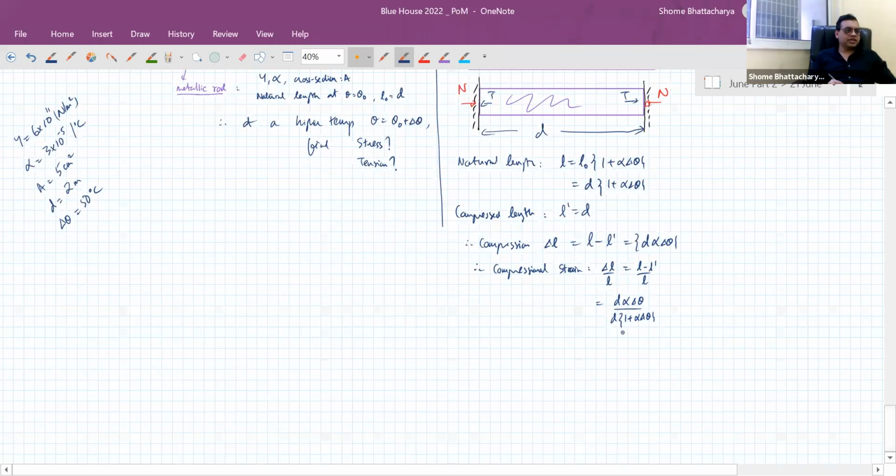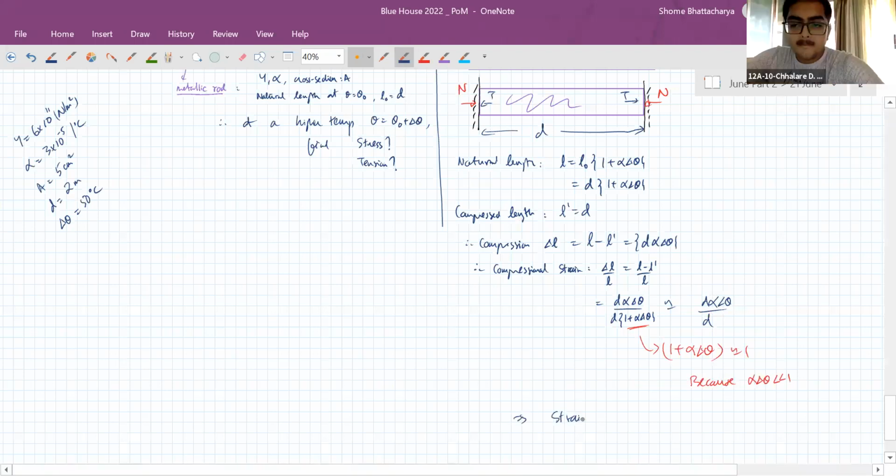So here, for example, if we do this calculation, while doing the calculation we will do an approximation: we will approximate the denominator as D only, because in the denominator alpha delta theta is very small compared to 1. So 1 plus alpha delta theta will be approximated as 1, because alpha into delta theta will be very small compared to 1. So the strain is equal to alpha delta theta.